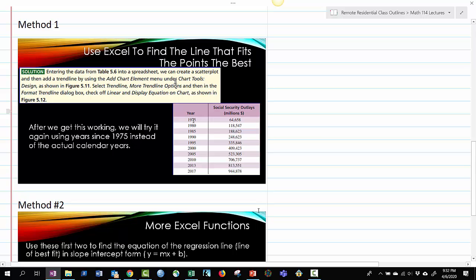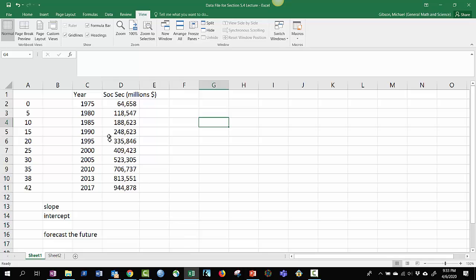Okay, so here we go. Now I have already entered this data into a spreadsheet. There's no need to sit here and watch me type that in. Here it is. Okay, so we're going to do this two ways. Once with the years as they are, I'm going to show you that. And then we're going to go ahead and put in the years since 1975, 0 and then on up. And you're going to see why we put in the years since the first year. It makes the intercept much more useful.